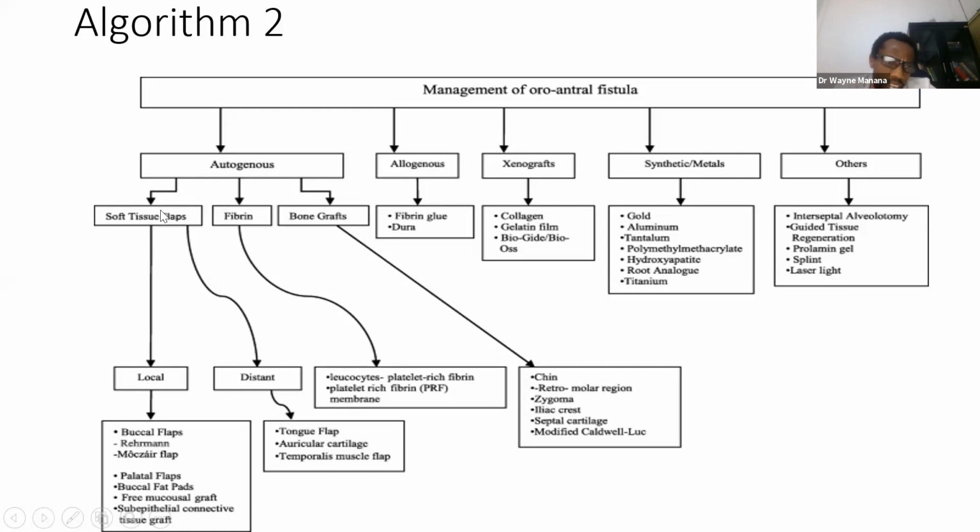But by and large, most of the times we are using soft tissue flaps, which can either be local or distant. So the distant are the tongue flaps. You can graft some cartilage, because some of the fistulas are very notorious, and you might even need to take the whole temporalis muscle and put it into the socket, particularly for patients with prior history of radiation, and there is a huge disease there, or previous history of cleft lip palate, those things.